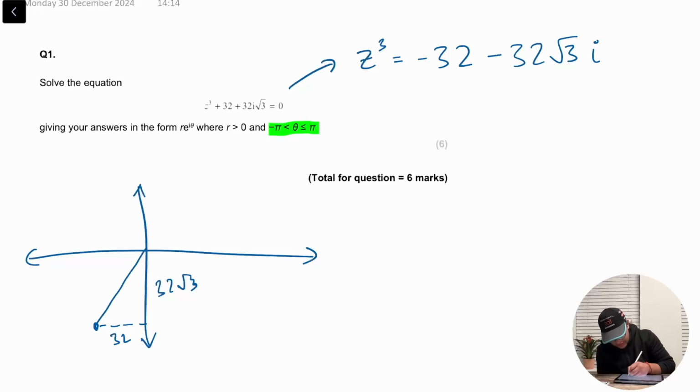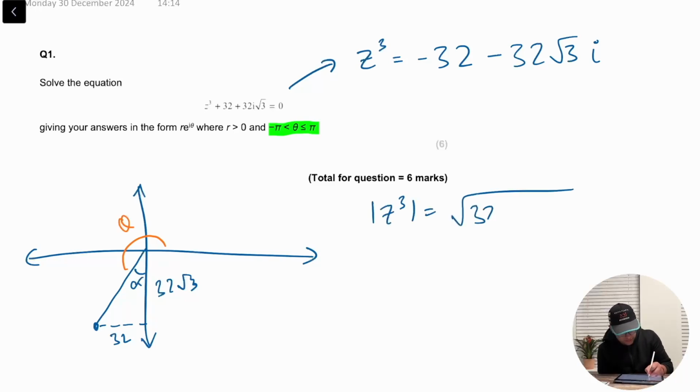Let's call this the actual argument, theta. Let's call this small angle here, what we're going to work out, alpha. Cool. So let's go based off this triangle that I've just drawn here and work out what the modulus and argument are of z cubed first, not z yet. So the modulus of z cubed would be the square root of 32 squared plus 32 squared, just Pythagoras for a right angle triangle.